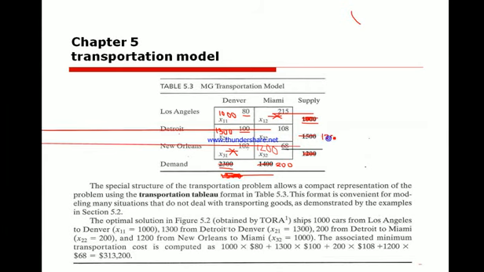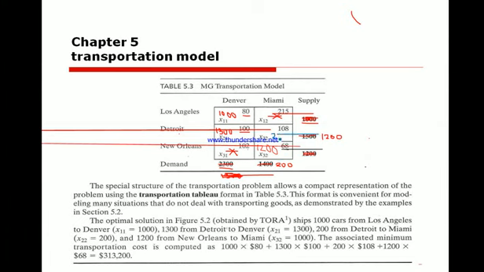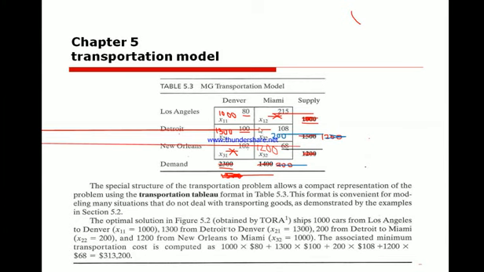The next one will be 100. So we start by considering the cheapest cost to transfer a car from source to destination, and then the next one and the next one. So it will be 1,300 here, and the remaining here is 1,200, and the remaining here is 200. So we decided in the end to send 1,200 from New Orleans to Miami, paying $68, which is the one here.